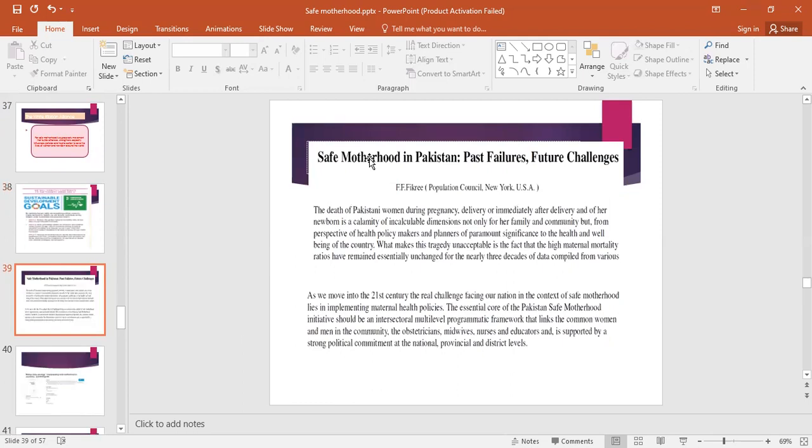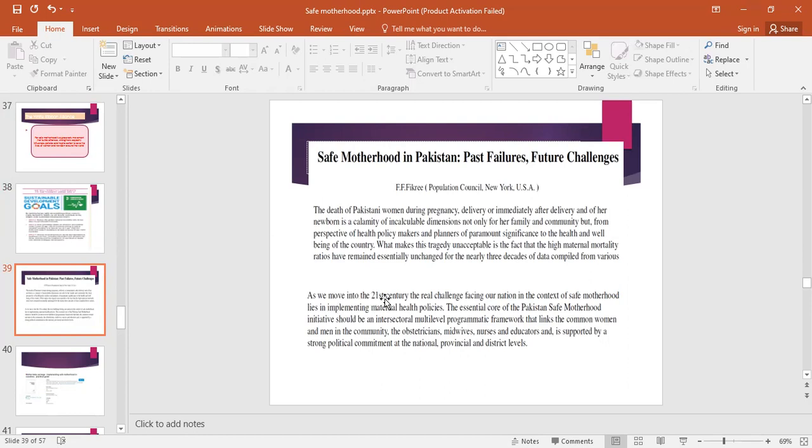Safe Motherhood in Pakistan, Past Failure and Future Challenges. The death of Pakistani women during pregnancy, delivery, or immediately after delivery of a newborn is a calamity of incalculable dimension, not only for her family and community, but, from the perspective of health policy makers and planners, of paramount significance to the health and well-being of the country.